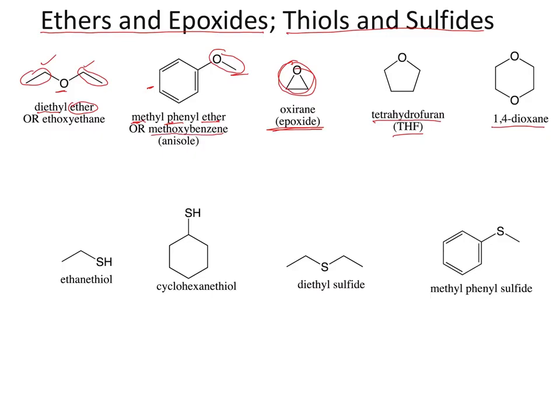For the diethyl ether, we could also call it ethoxyethane. Okay. Another common name for methyl phenyl ether is anisole.